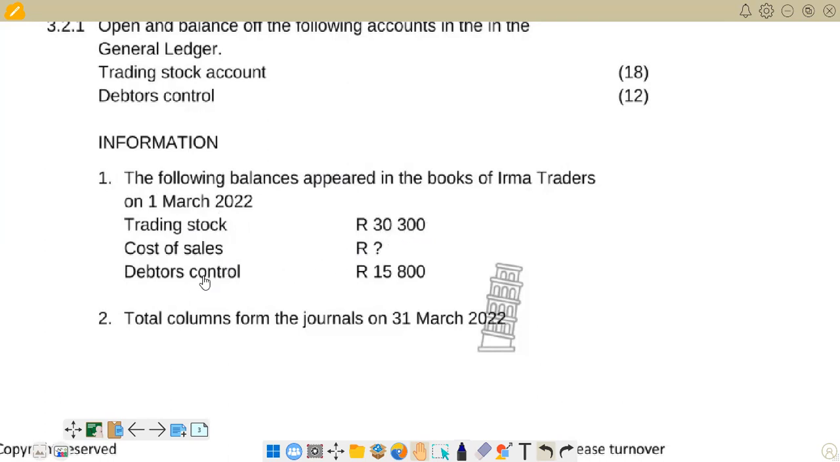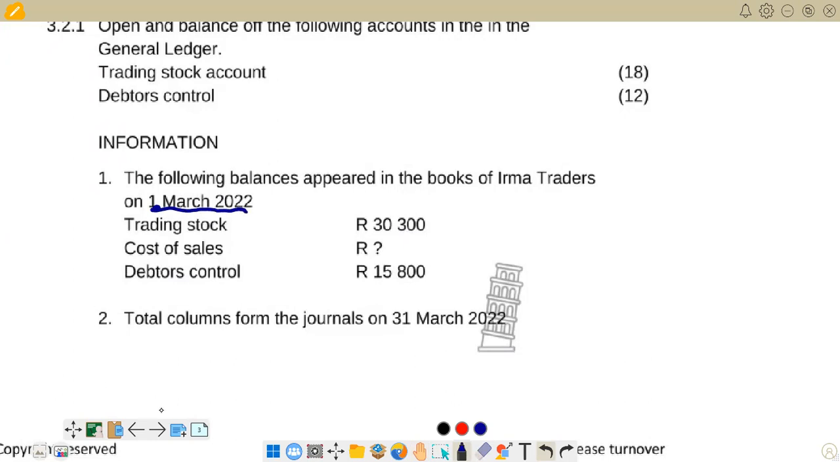And then we also have our opening balance for debtors control, which is 15,800 rands. So what we are going to do, we are going to go to the trading stock account and enter this one, 30,300, as our balance BT. And then we also enter the opening balance for debtors control as 15,800 rands. And remember, we can take note of the date there. That is on 1 March. We are going to also have a column for the date.